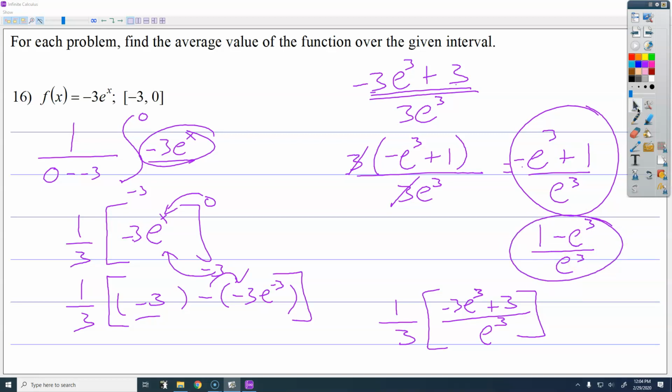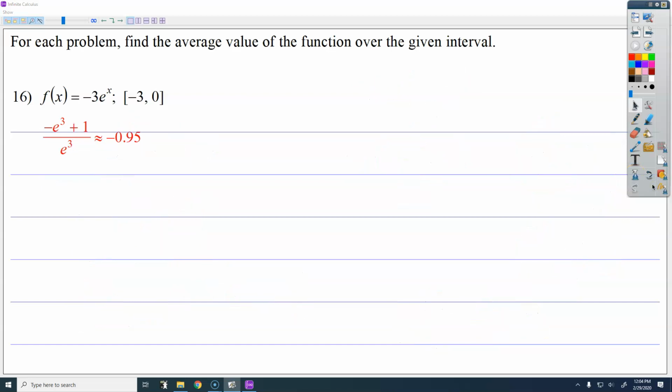Let's see how they wrote the problem real quick. Yeah, they just left the negative e in the front. And they also put a decimal value there, but probably won't be needing a calculator, so we'll leave it. Okay, next one.